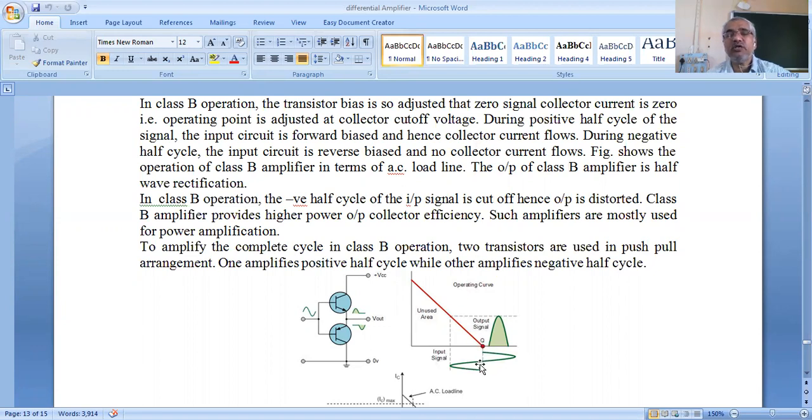So for the positive half cycle, the circuit is forward biased. Suppose this is the positive half cycle, then at that time we will get the output current. But during the negative half cycle, the circuit is reverse biased and therefore it will not produce the output current. It will not produce the collector current. So if a single transistor is used, it amplifies only a half cycle.